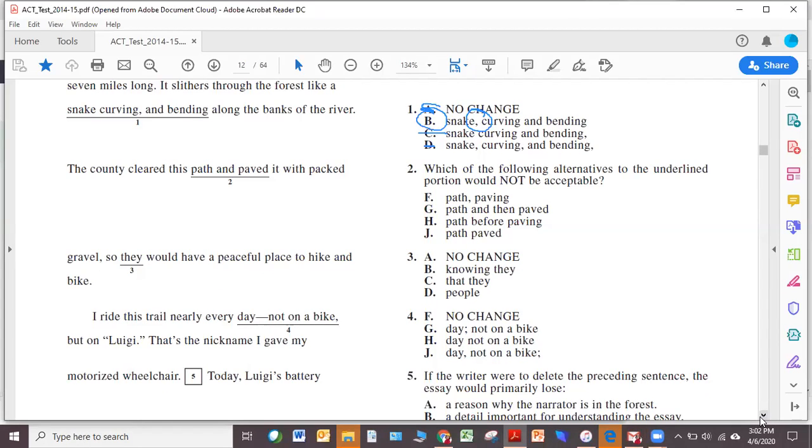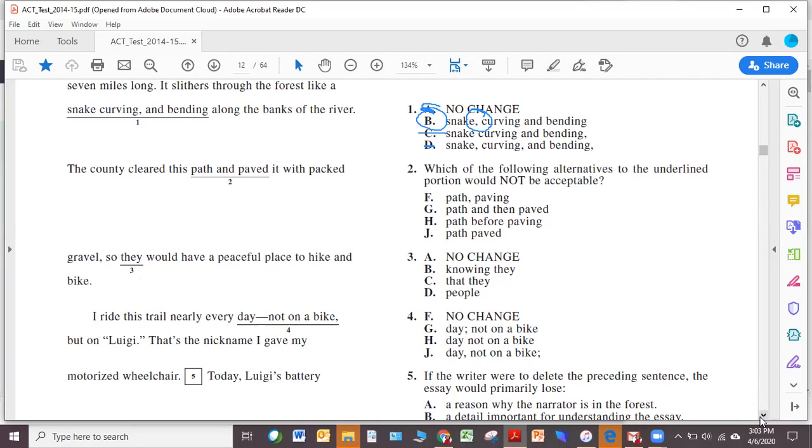Now let me explain to you why we do want that comma after snake and before curving. You have an independent clause. It slithers through the forest like a snake. You could put a period there. But you couldn't put a period in the entire sentence because curving and bending along the banks of the river has no subject. So that's not a sentence. So what you're dealing with is an independent clause and a phrase, which is actually a participial phrase.